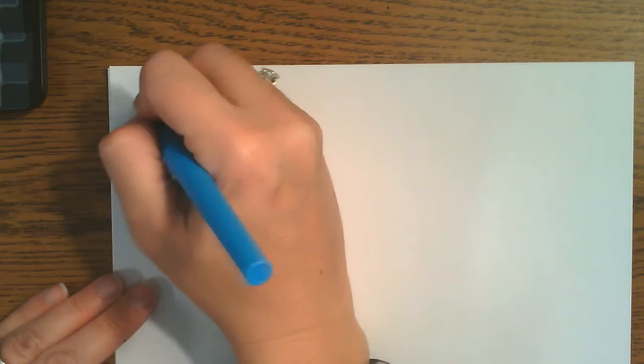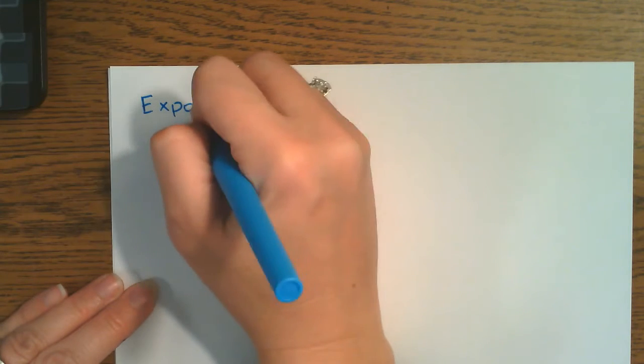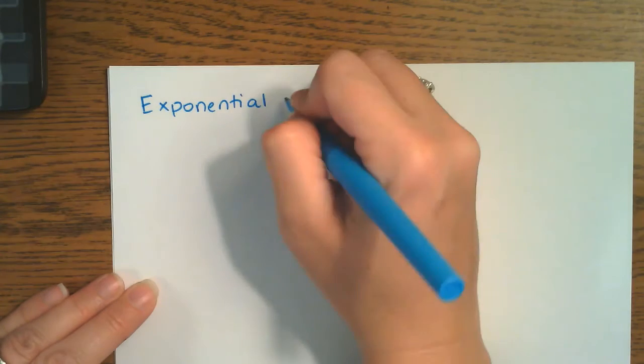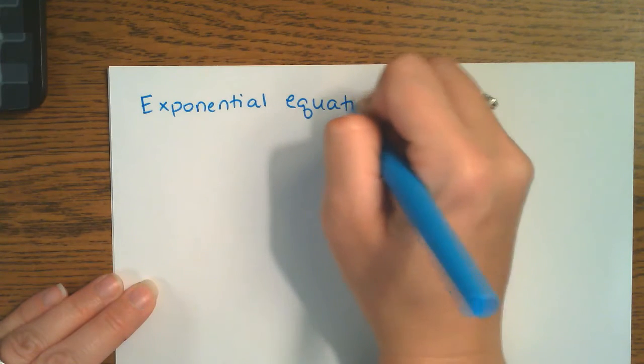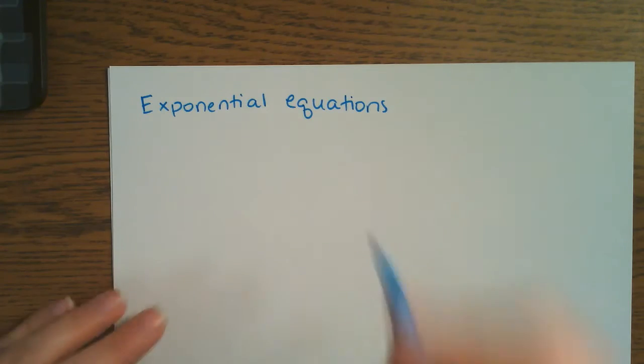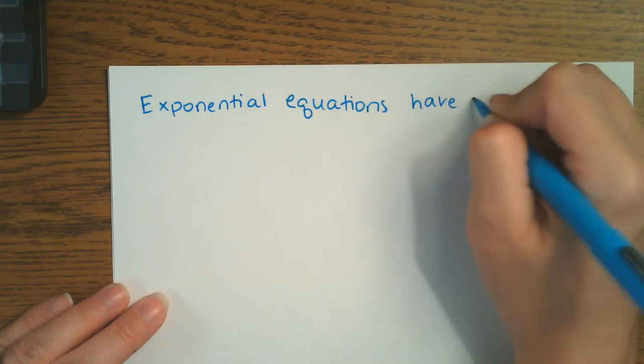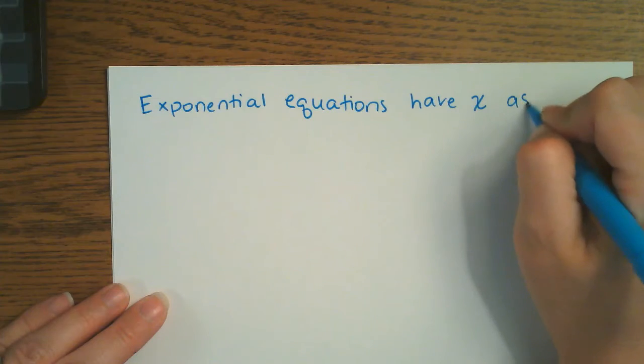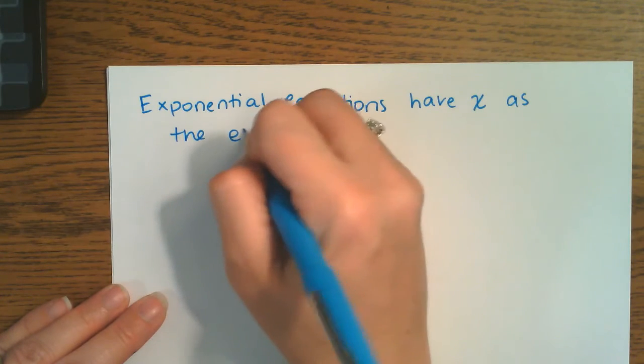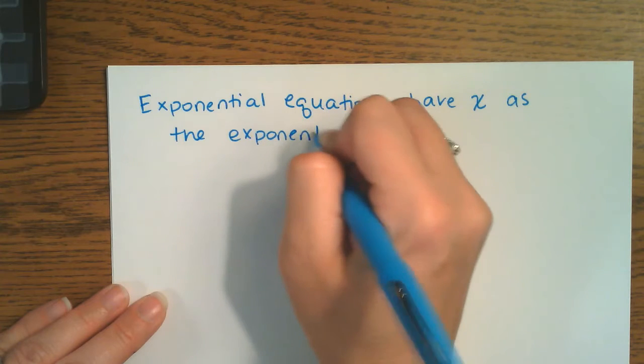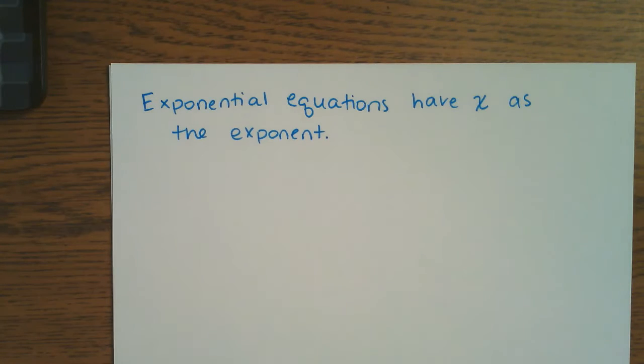So, exponential equations have x as the exponent. They used to teach you this in Algebra 1. I don't know that they have to do that anymore. So I don't know that you've ever seen this. But it's a possibility.